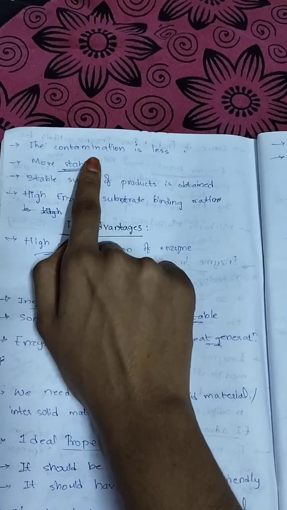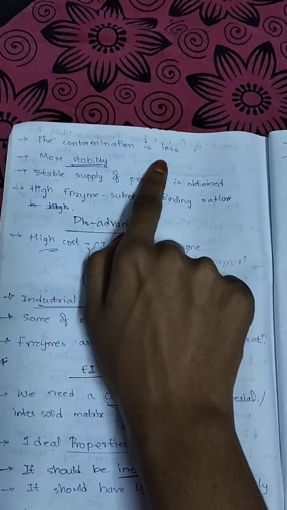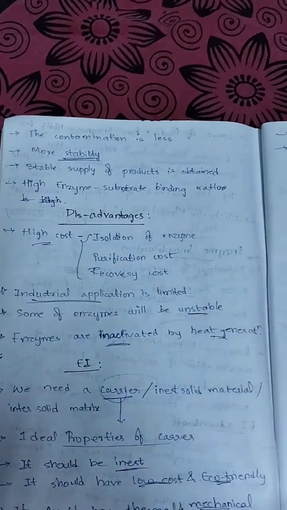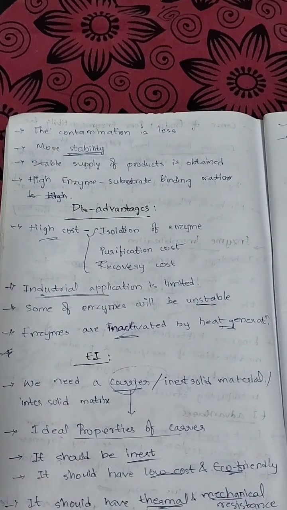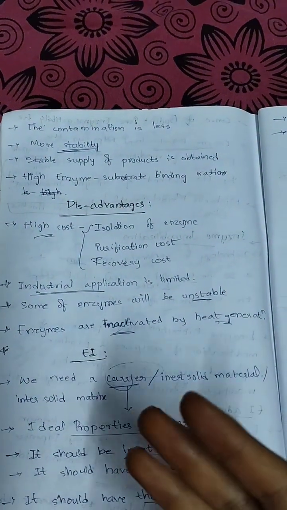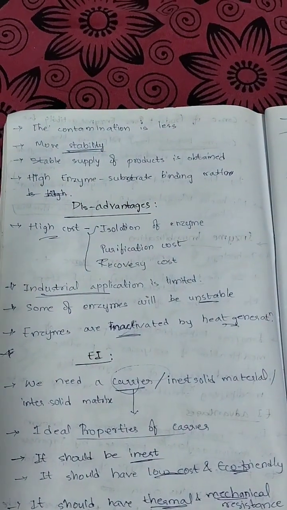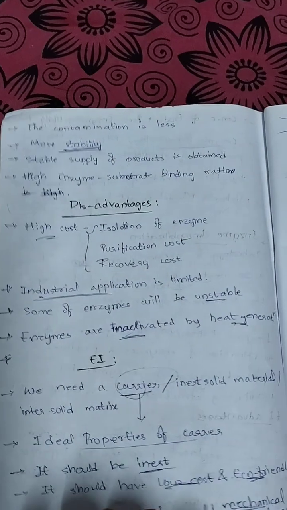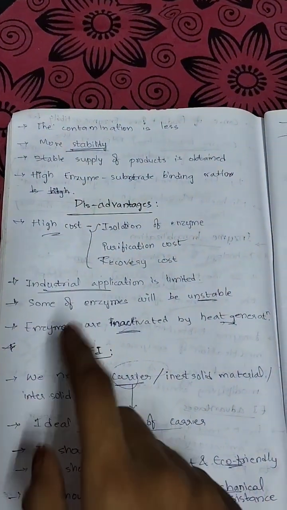It gives more stability to the enzyme. Stability of the enzyme will be more, contamination will be less, and a stable supply of the product is obtained. The enzyme substrate binding ratio will be high. These are the advantages. Disadvantages of enzyme immobilization: it is high cost.